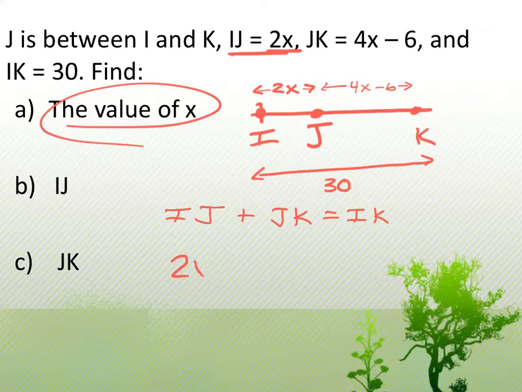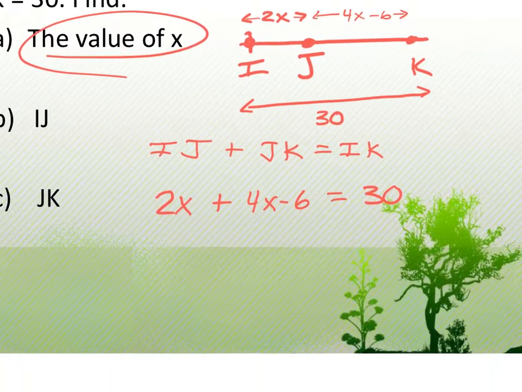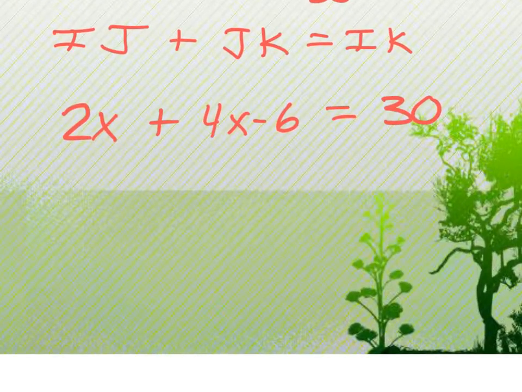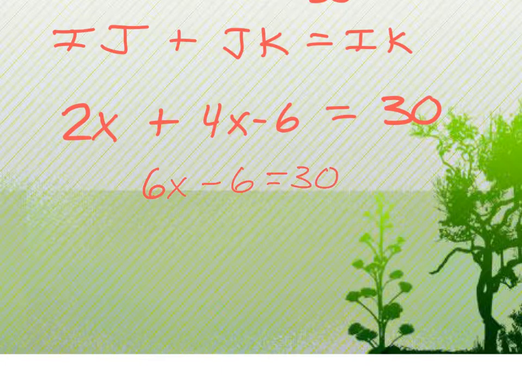IJ is 2x plus JK, which was 4x minus 6, is equal to IK. And what was IK? 30. Now, I don't know about you, but I feel like we could do something with that. Talk to me. Combine like terms. What like terms do I have where I can combine? 2x and 4x is 6x minus 6 equals 30. Talk to me. What else can I do?